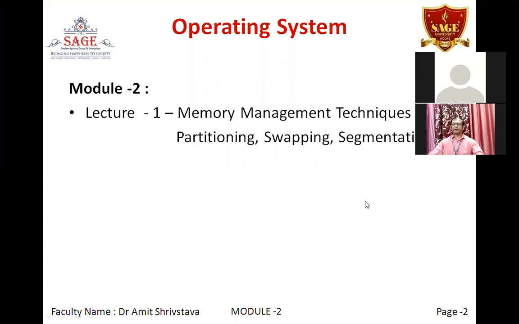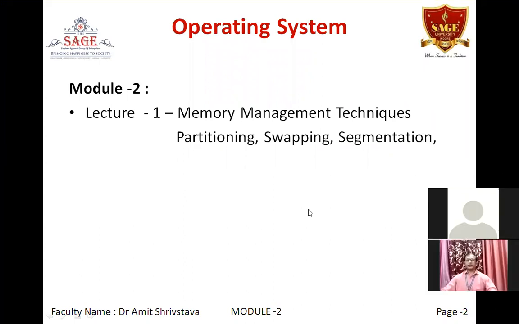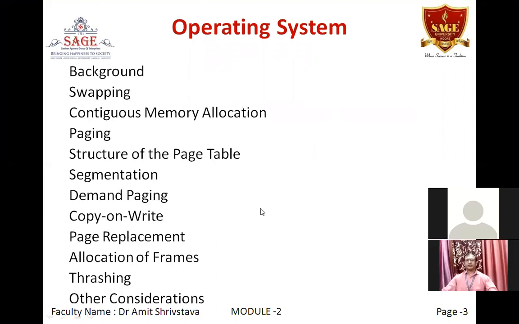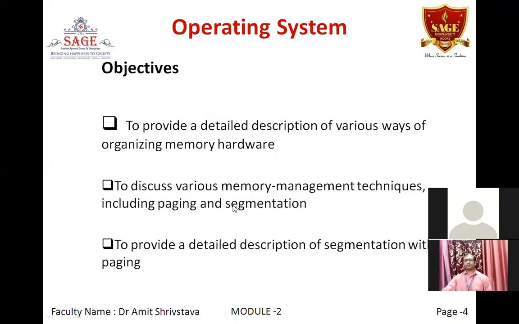So here we will be seeing different memory management techniques, partitioning, swapping, segmentation, etc. So basically in this module, we will be covering the background, swapping, what is swapping, continuous memory allocation, what is paging scheme, structure of the page table, segmentation, demand paging, copy on write, page replacement, and different algorithms for page replacement, allocation of frames, thrashing, and other considerations which we do.